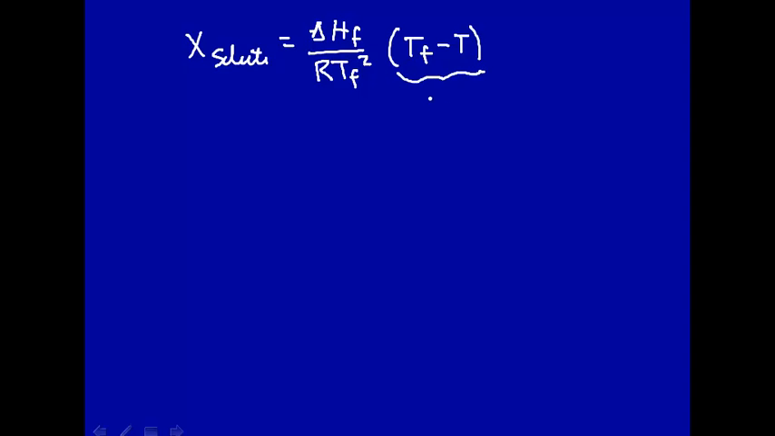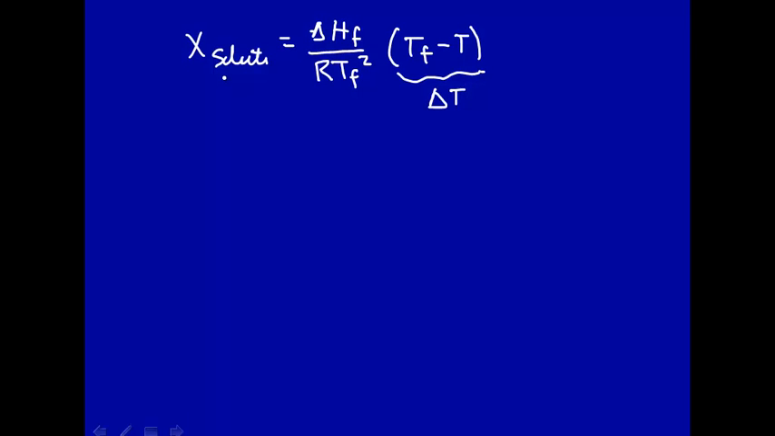We get that the mole fraction of the solute is equal to delta H of fusion divided by R times the freezing point of the pure solvent squared, times the freezing point of the pure solvent minus the freezing point of the solution. And this we're going to call delta T, the freezing point depression, the lowering of the freezing point. So there it is, but it's not quite yet in the form that was presented in introductory chemistry.